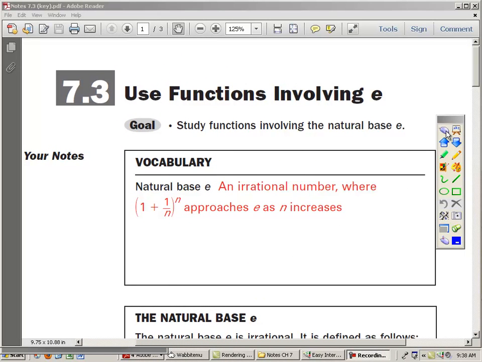Hi guys, welcome to lesson 7.3 on using functions involving e. Today we're going to be talking about studying functions that involve the natural base e.